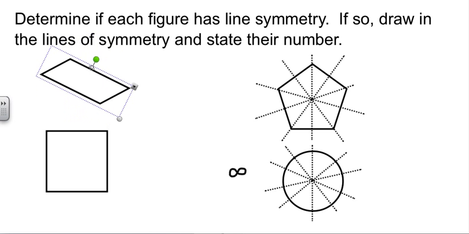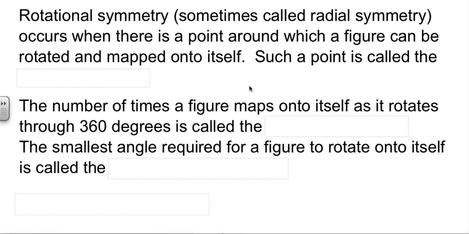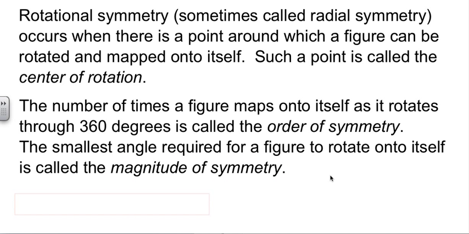Well, maybe you could say it has 180. Okay, but that's what we're talking about, rotational. The number of times that you map back to yourself as you go through a full circle is called the order of the symmetry. So our square had an order of symmetry of 4, because it mapped on 4 times.